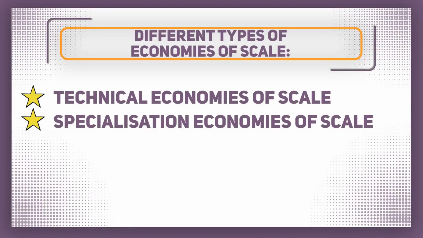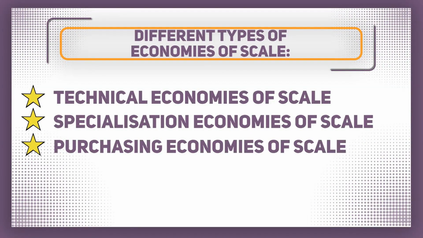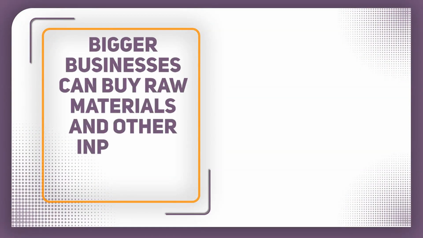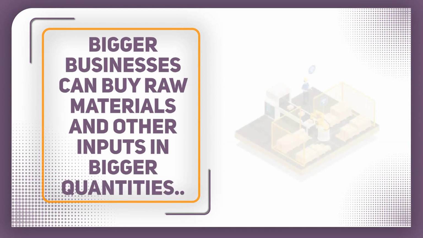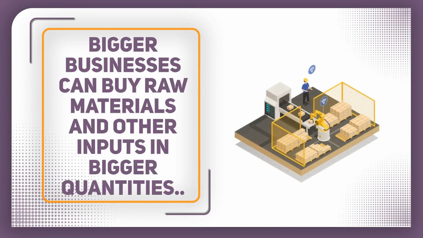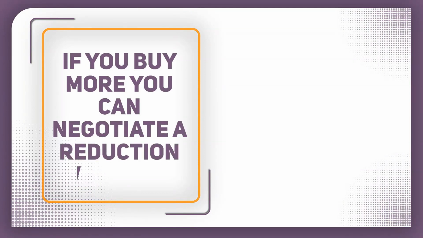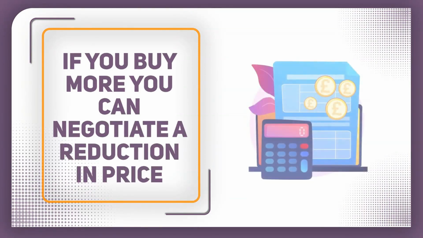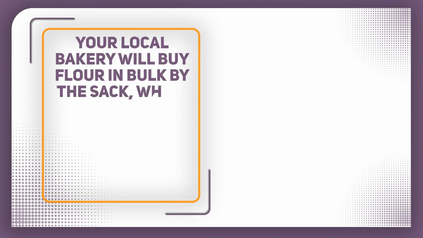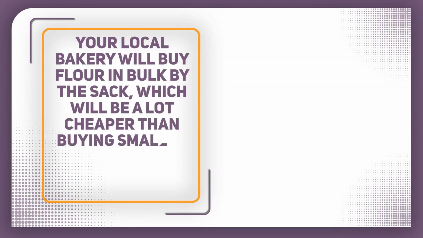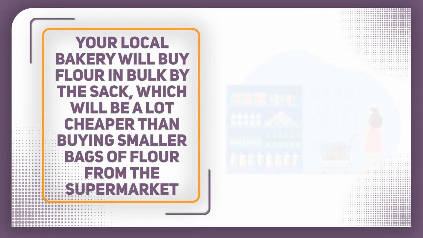Finally, and possibly most obviously, is the purchasing economies of scale. Bigger businesses can buy raw materials and other inputs in bigger quantities. Suppliers usually offer price discounts to those businesses that they see as big customers. If you buy more, you can negotiate a reduction in price. The supplier is not going to want to lose you as a customer. As an example, your local bakery will buy flour in bulk by the sack, which will be a lot cheaper than buying smaller bags of flour from the supermarket.